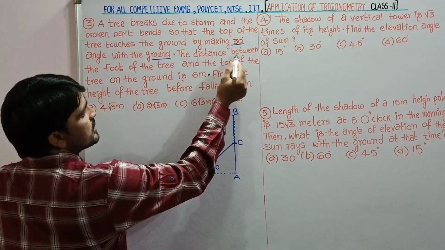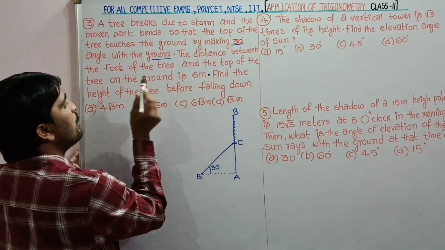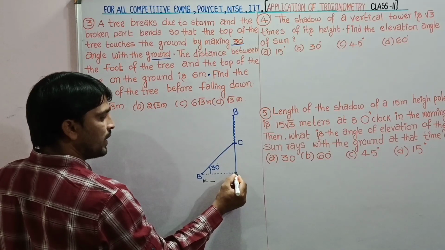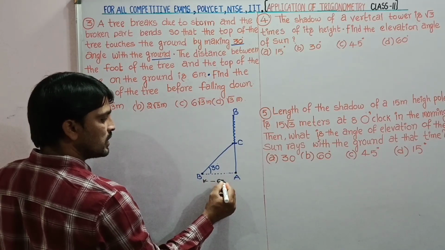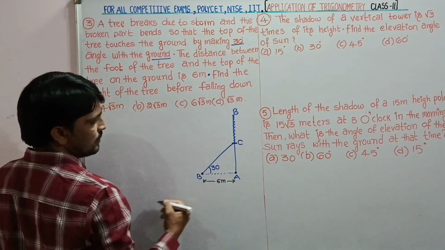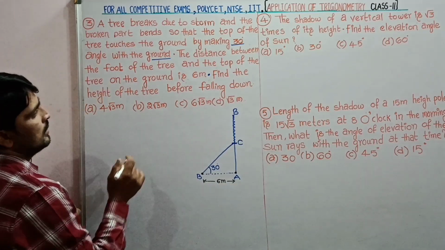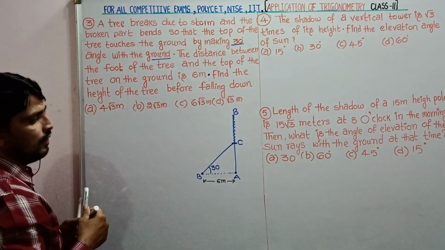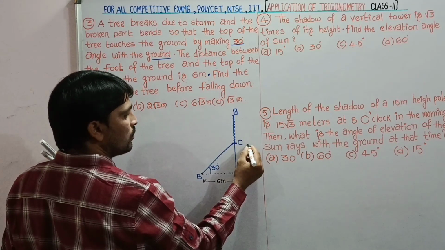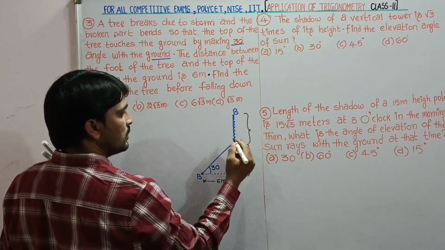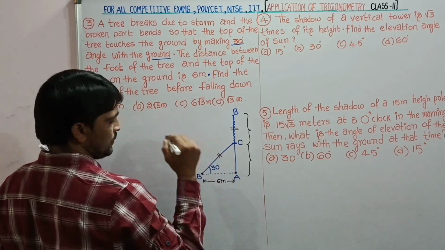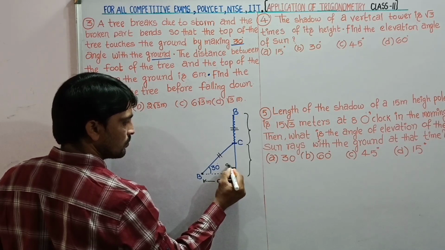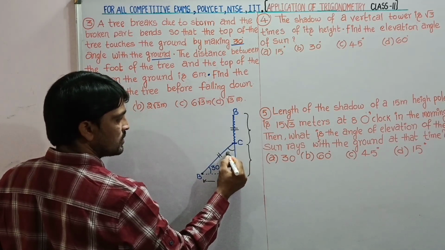Now the distance between the foot of the tree and the top of the tree on the ground is 6 meters. So we have to find the height of the tree before falling down. Before falling down, the height of the tree is AC plus BC. Since it is 90-degree, obviously this angle is 60-degree.